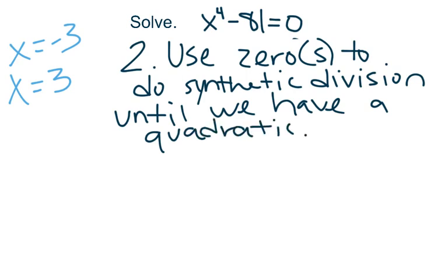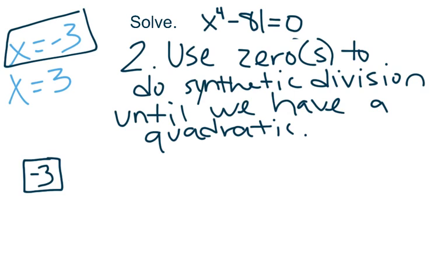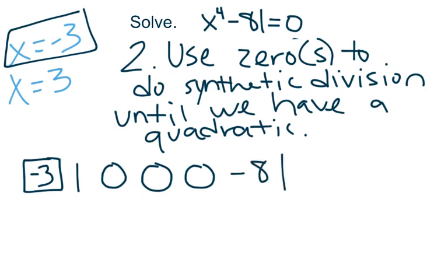Okay. So sometimes you may not find two zeros like we just did, but you can at least find one. So we're going to do the first one first. I know my zero is negative 3, and I'm going to write out my coefficients. The number in front of x to the 4th is 1, the number in front of x cubed, 0, the number in front of x squared, 0, the number in front of x, 0, and the constant, negative 81.